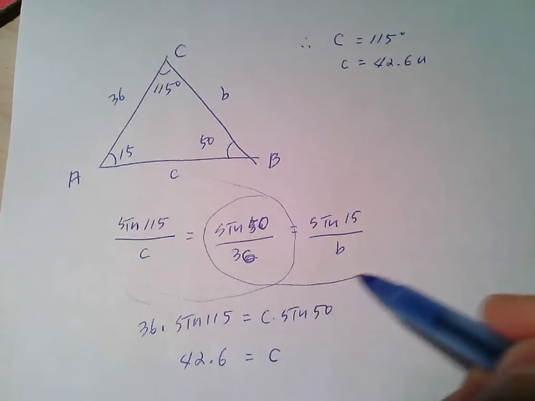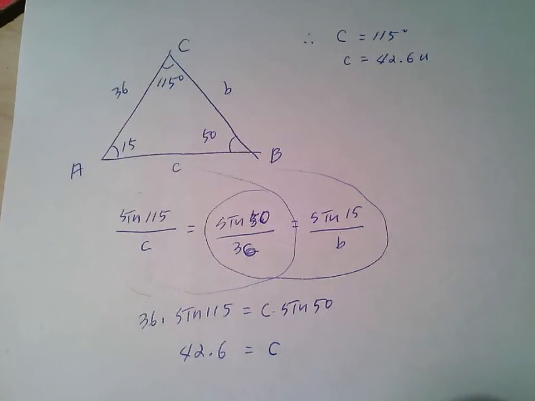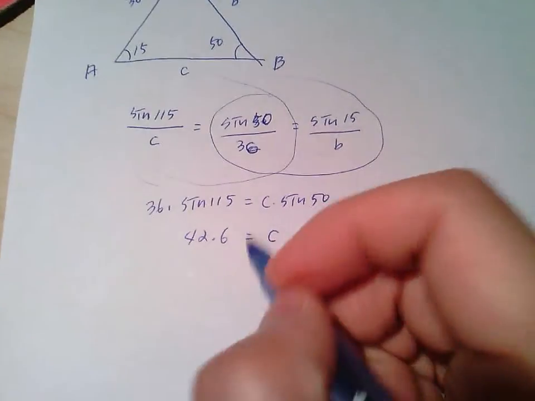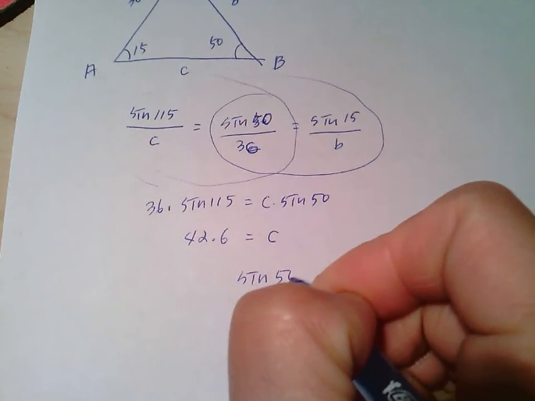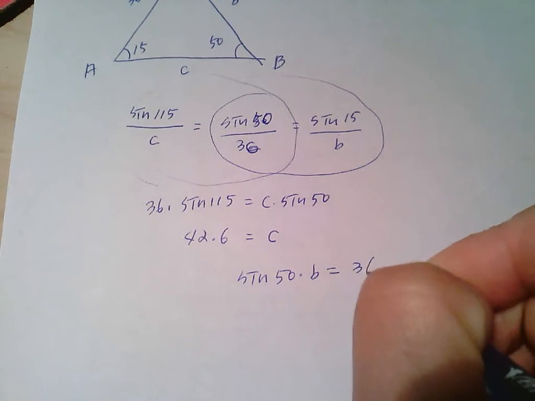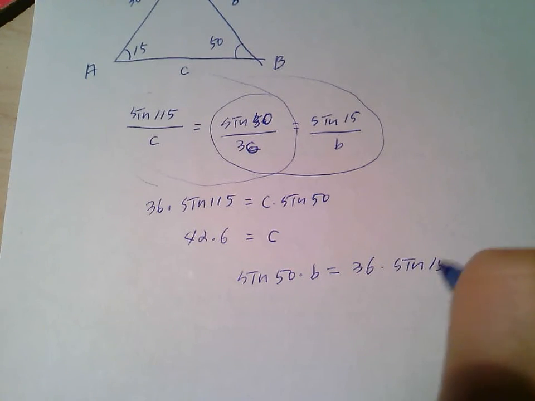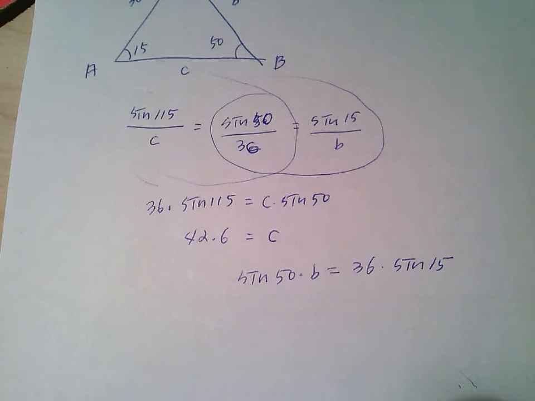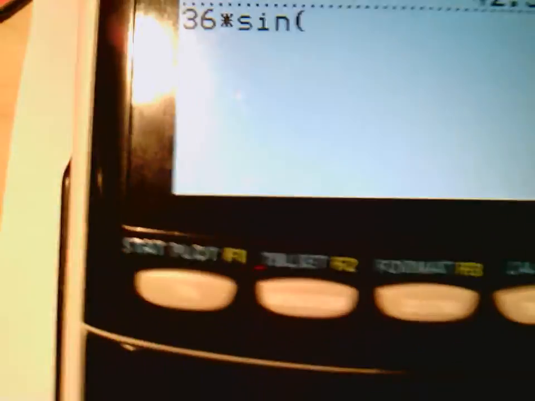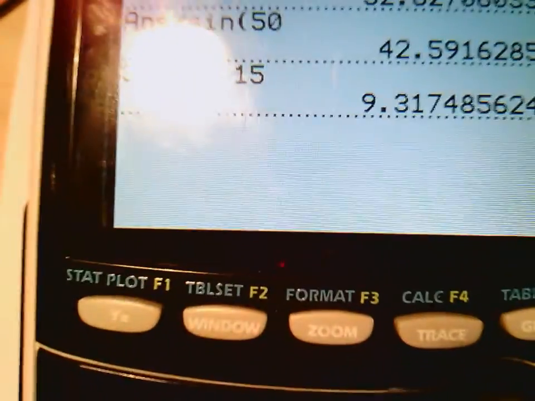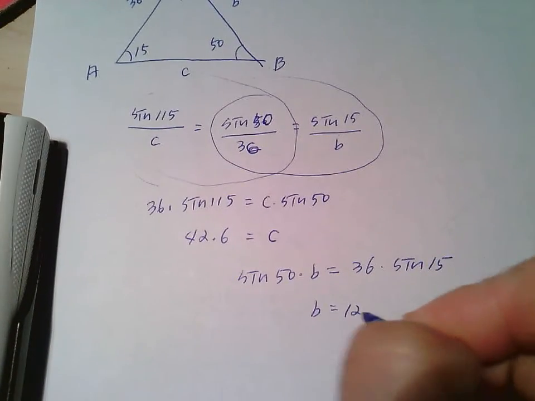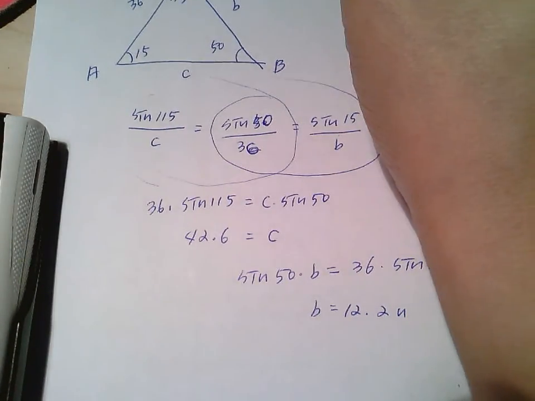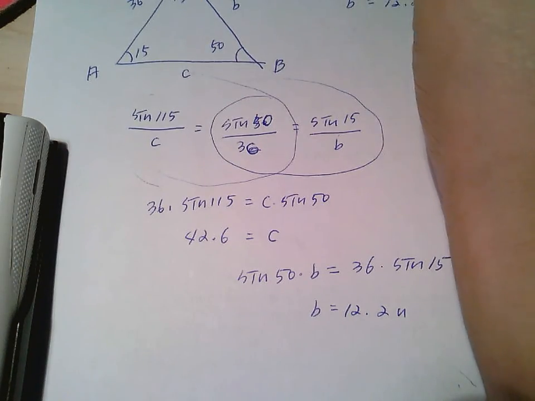And I'm going to choose a second ratio to find out the length of B. So sine of 15 times C, cross multiply, 36 times the sine of 15. All right. So now 36 times sine of 15 and divided by sine of 15, which is 12.1, which is 12.2 units. So that's something. So the 12.2 units.